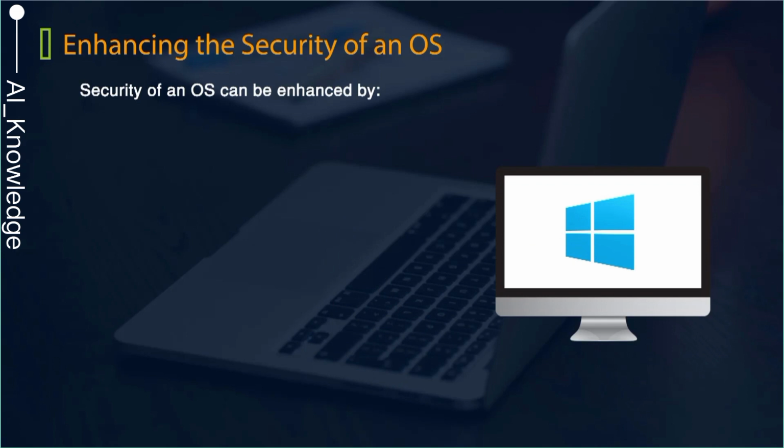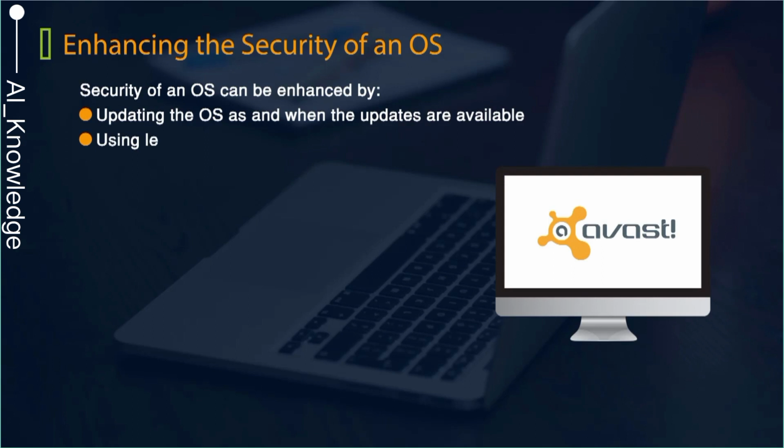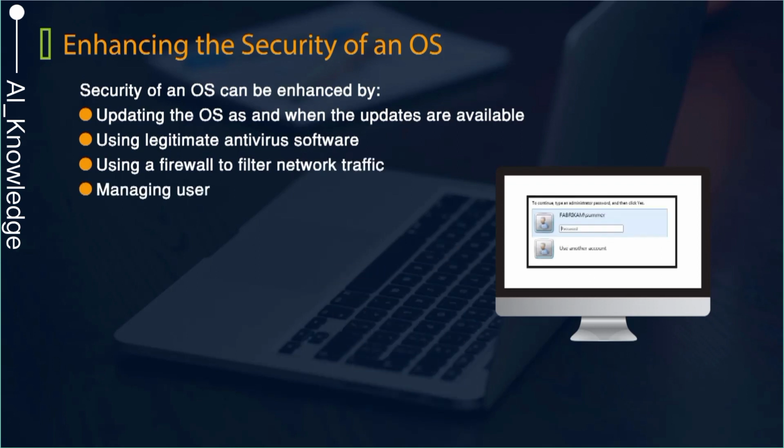You can further enhance the security of your OS by updating the OS, using legitimate antivirus software, using a firewall to filter network traffic, and managing user accounts securely. Let us now understand how to secure a Windows 10 OS.